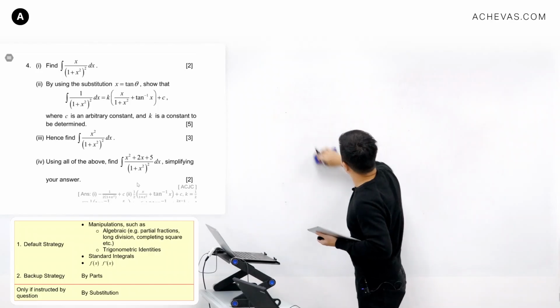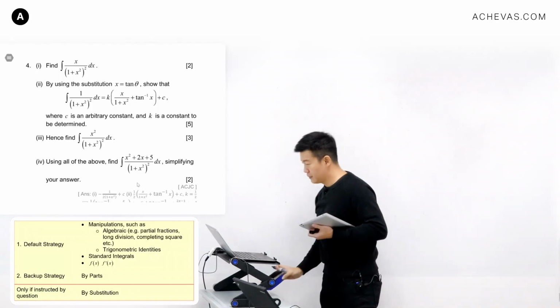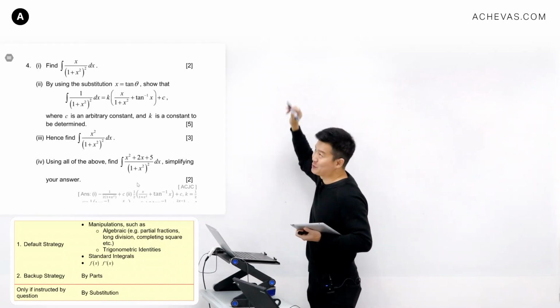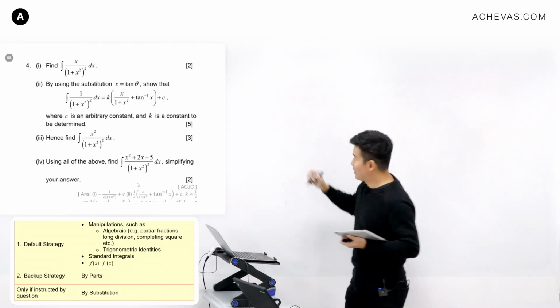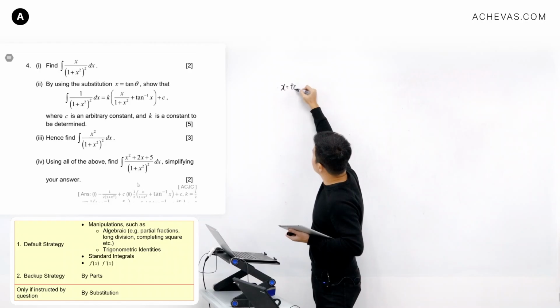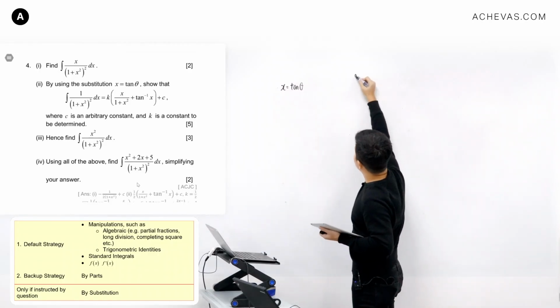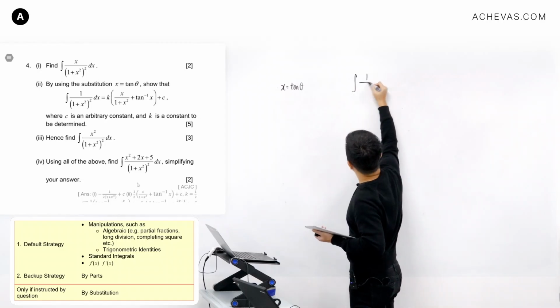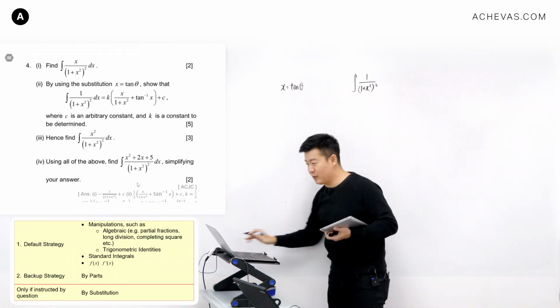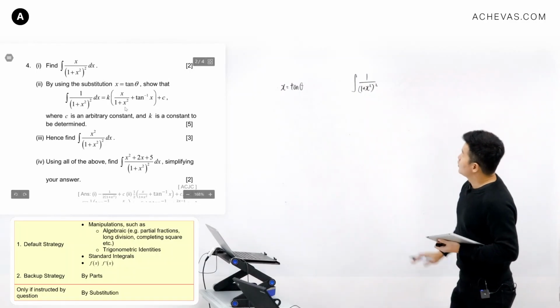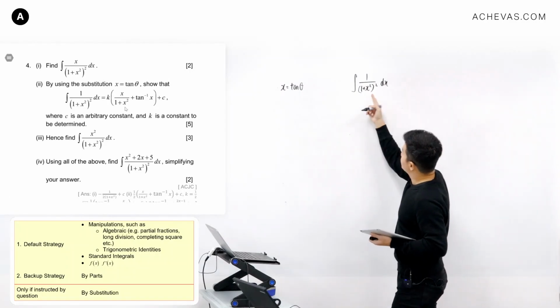Part 2. By using substitution, x is equal to tangent theta is the equation that is given to us. And we are supposed to substitute and replace all the x that is in this integral here. So 1 over 1 plus x square. We are supposed to integrate this and show that it can become an expression that is like this.